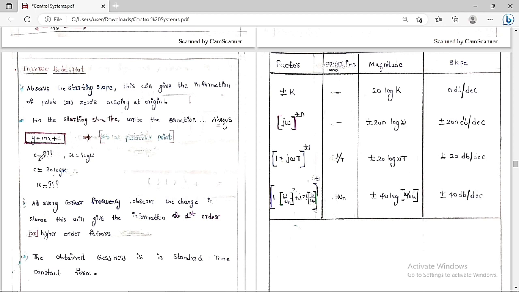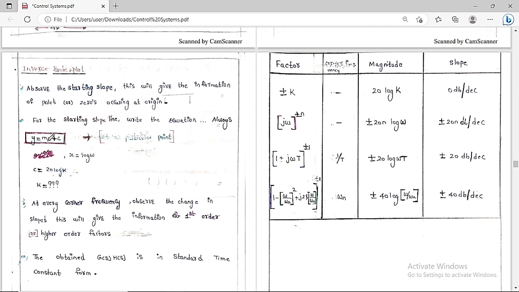So what is the value of c? c is always equal to 20 log k, and x is log omega. So x = log omega and c = 20 log k. What we have to find is the value of k. You can see x = log omega, c = 20 log k, and m is the slope of the initial slope line.